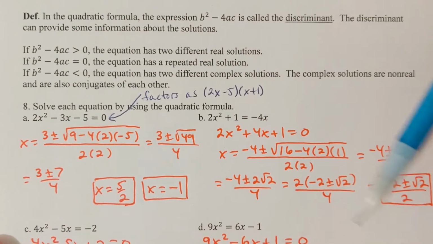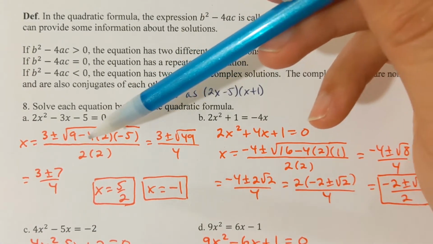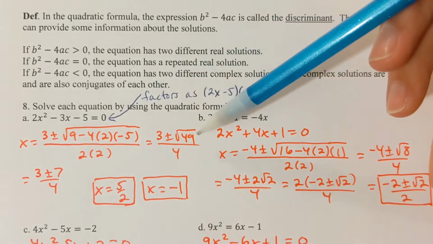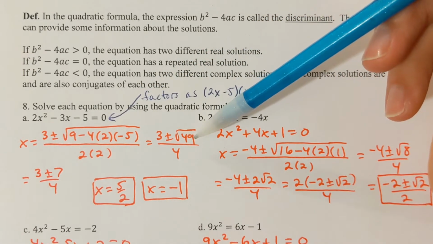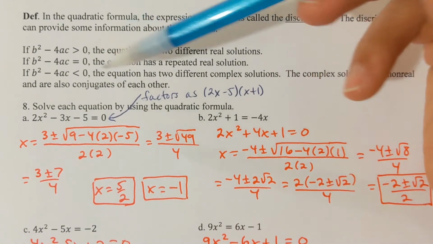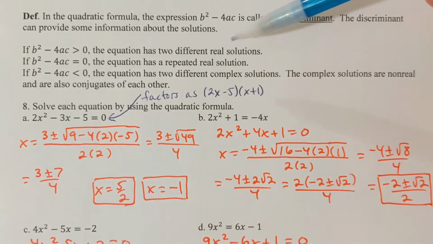So 9 minus a negative means that I'm adding something to 9. In this case, it's going to be 9 plus 40 would be 49. Now 49 is the discriminant, okay, what I was talking about up here. That's a positive number. So at this point, I'd want to recognize that my answers are going to be two different real solutions.